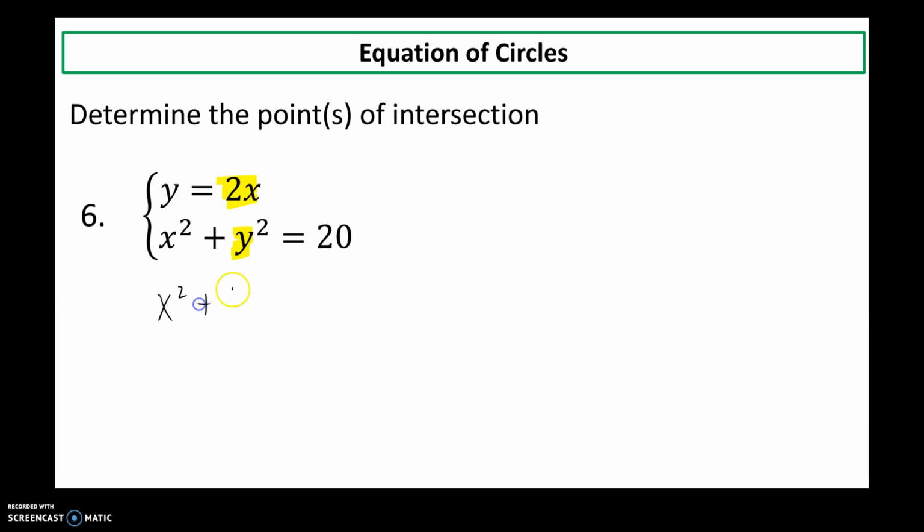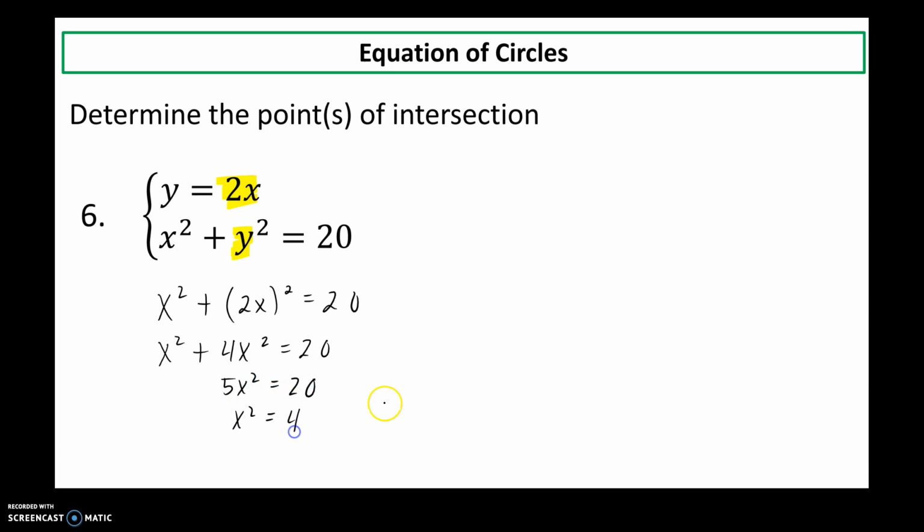X squared plus y squared equals 20. X squared plus 4x squared equals 20. Combining like terms, dividing by 5 on both sides. Now, since we're finding points of intersection, and I should have started here.